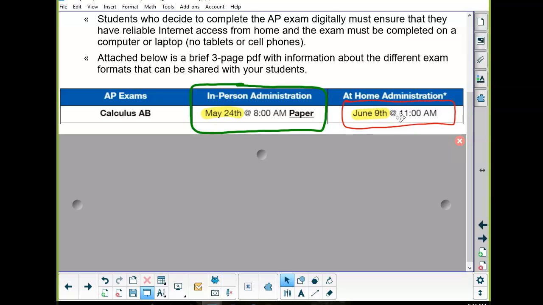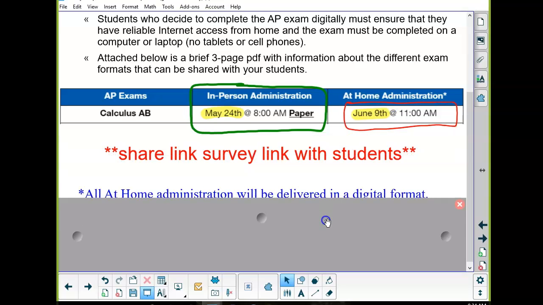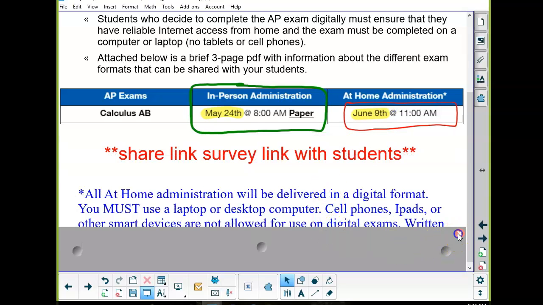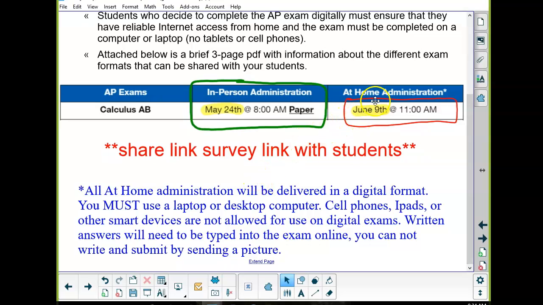The other issue I think is going to happen, and actually I have it down here, it is right here. Please note, if you choose the June 9th date, it says all at-home administrations will be delivered in a digital format. You must use a laptop or desktop computer; no cell phones, iPads, or other smart devices are allowed. So you can't use your cell phone.